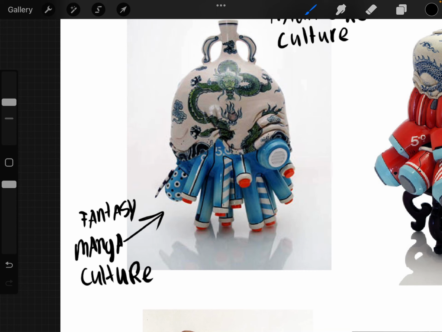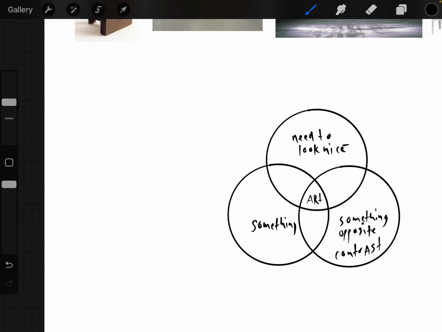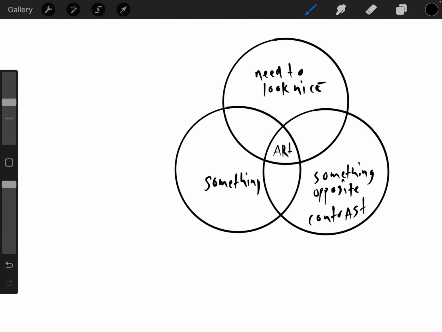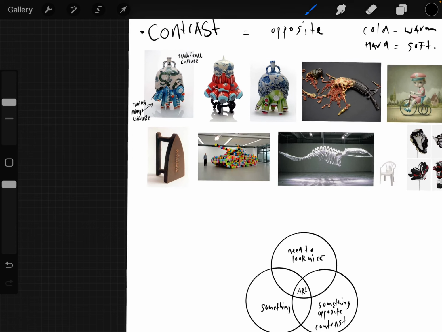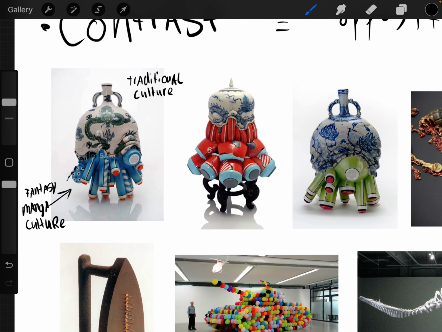Because nowadays the younger people, they don't care about interesting Chinese or Asian vases. They don't care at all. But all of them recognize this new manga kind of machinery, right? So this looks nice. On the one hand, it's having traditional culture, and then it's been replaced on the other side with new culture or fantasy culture, right? So by contrasting those two things against each other and making it look nice, you can make very interesting art.